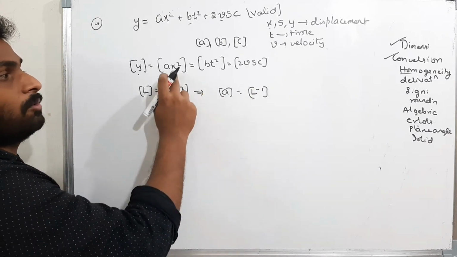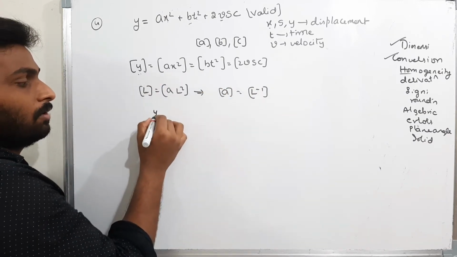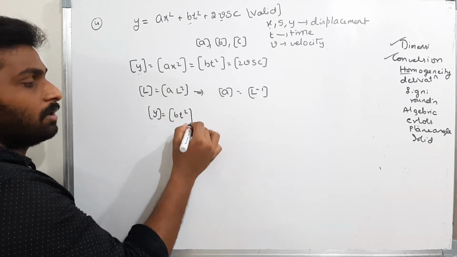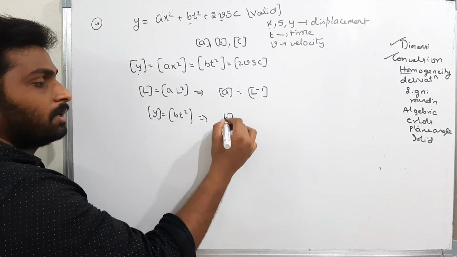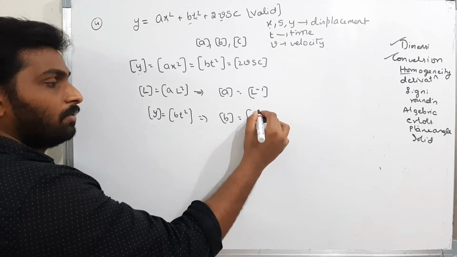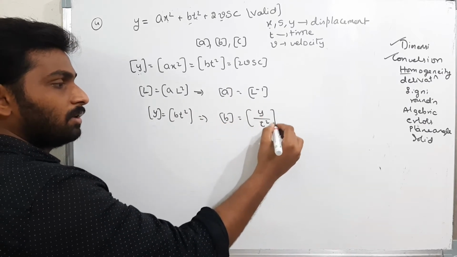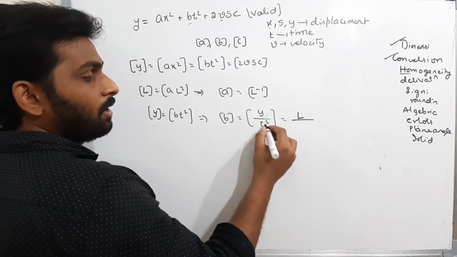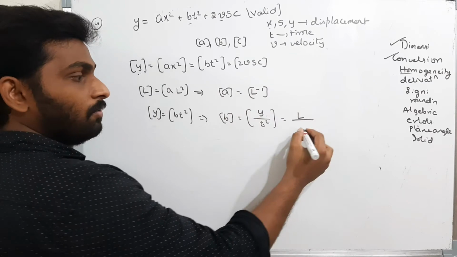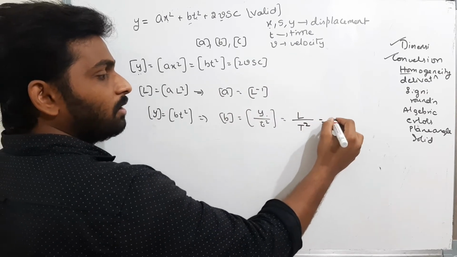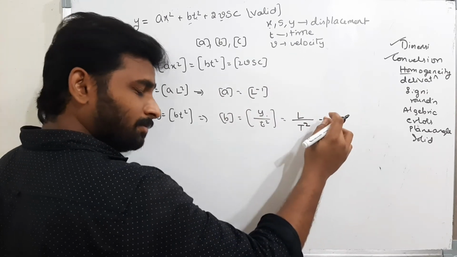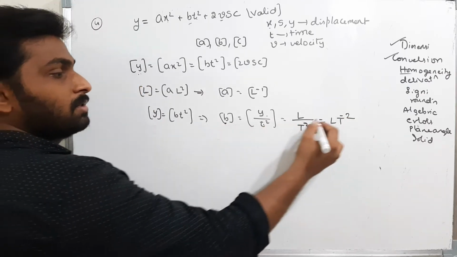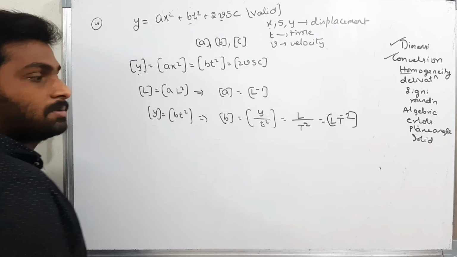Okay, now next one. I am using these two. Dimension formula for y is equal to dimension formula for b t square. Therefore, what is the dimension formula for b? That is nothing but dimension formula for y by t square. What is y? Y is nothing but displacement, therefore L. By what is t? T is nothing but time. Therefore, t power minus t square. That is nothing but L power 1 t power minus 2. The dimension formula for b is L t power minus 2.